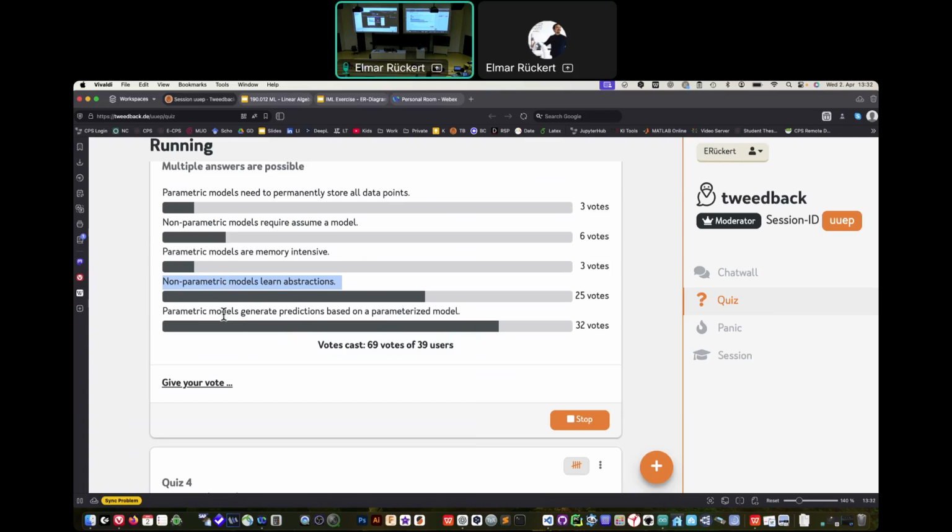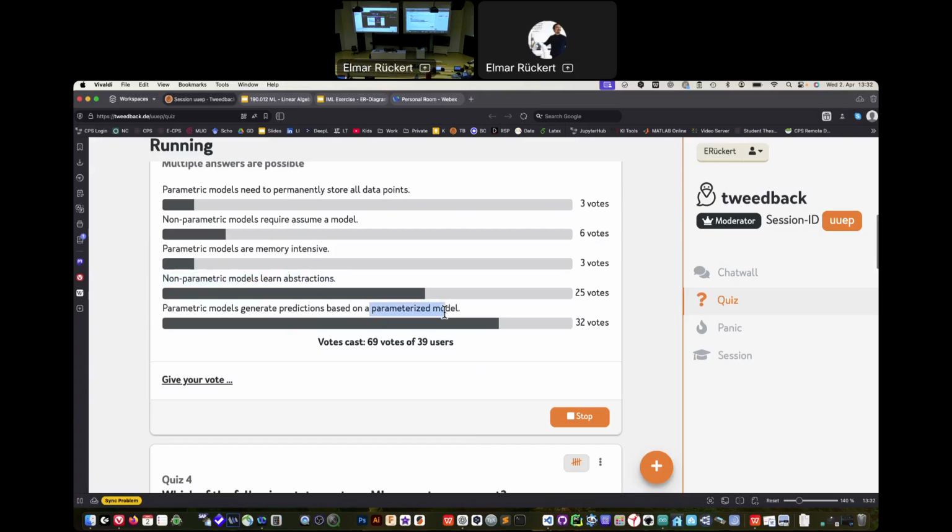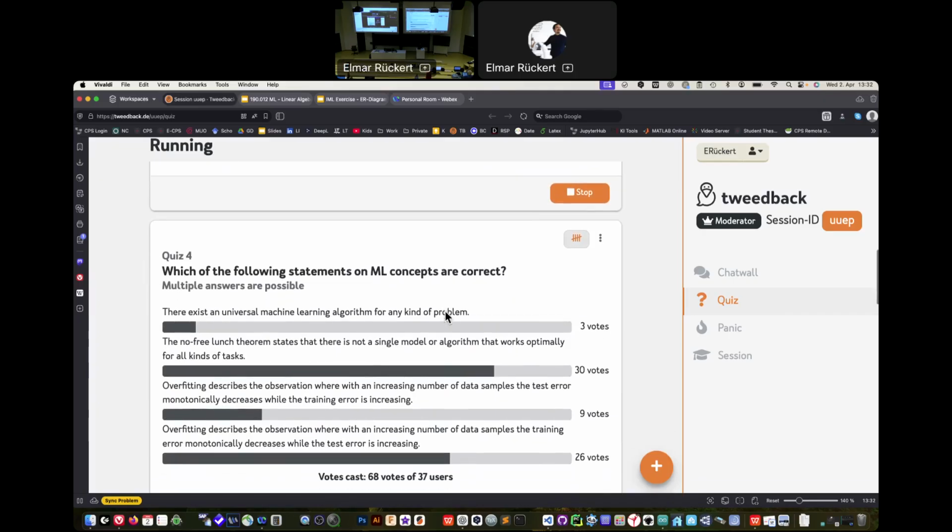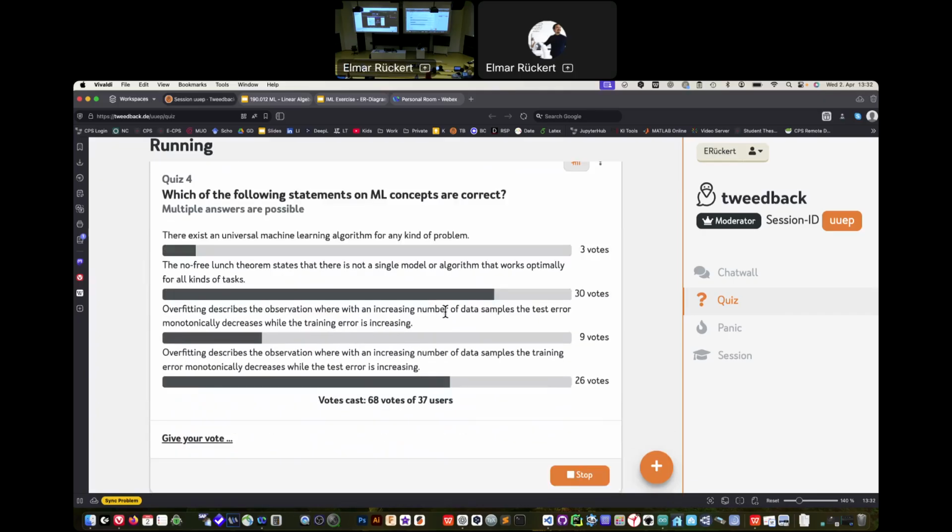Parametric models generate predictions based on parameterized models. That sounds good. All right. And question 4. This is about general statements of machine learning concepts. The first answer is obviously wrong. So there is no single model that would solve any problem on this planet. And the second answer is correct. The no free lunch theorem correctly states that there is not a single model or algorithm that works optimally well in all different scenarios, on all tasks, all problems.